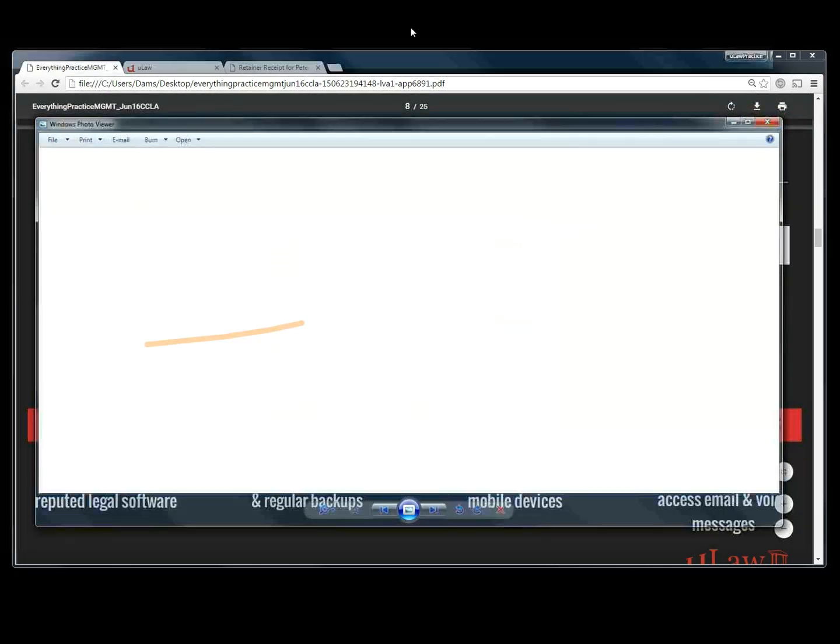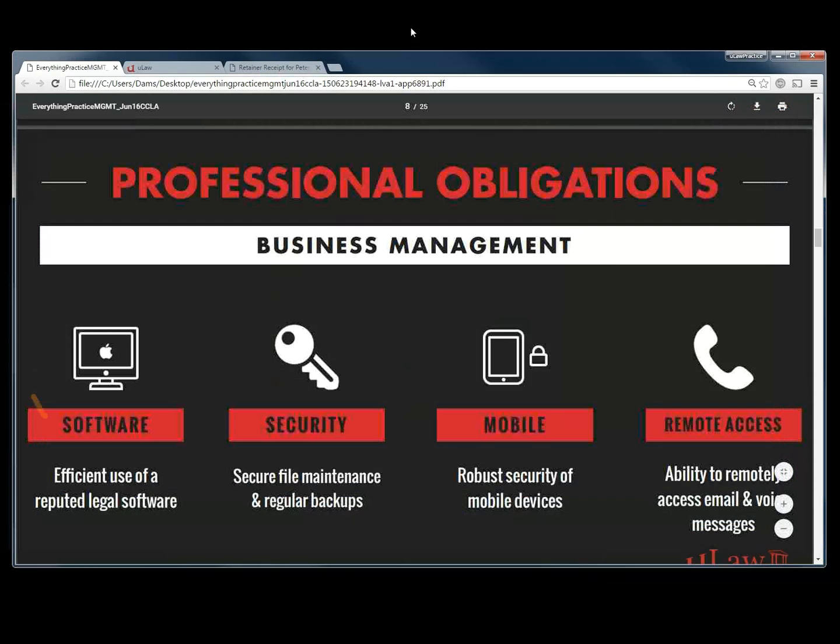So going back, pick a good, efficient, reputed software. Ensure that you have proper security established on your files. And ensure that you have a proper backup of your files. Buy proper backup software so that you not only store the files locally on your computer, but you also have it remotely backed up in case of fire hazard and all that stuff.